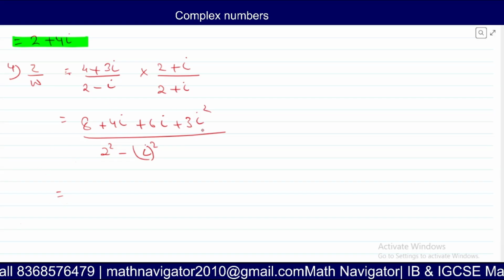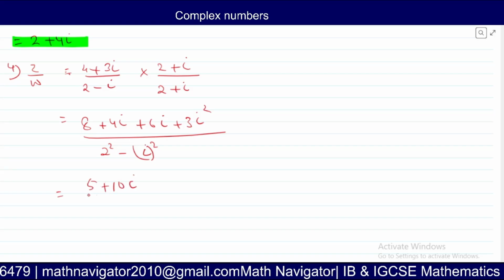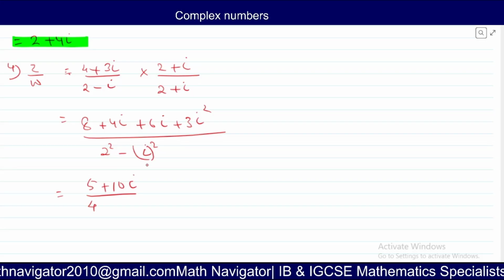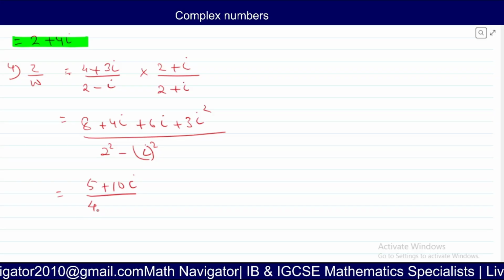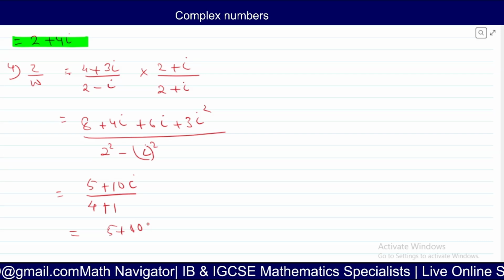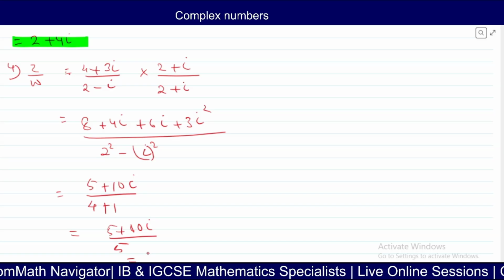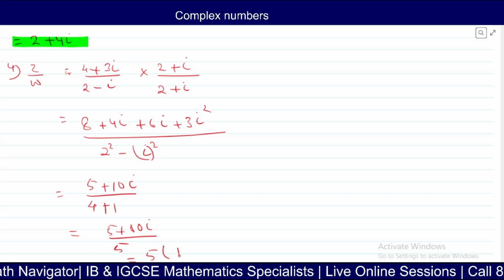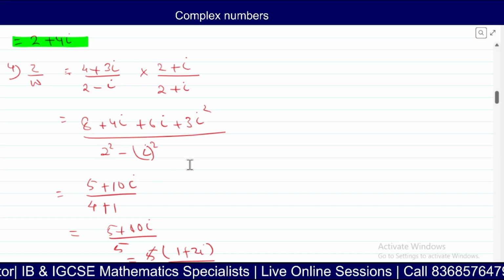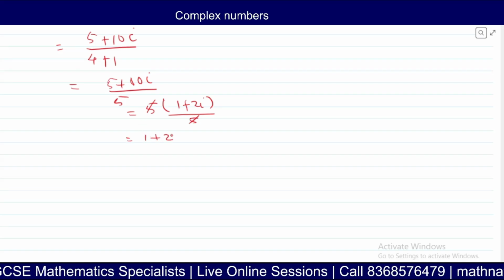Then it becomes 8 minus 3 is 5 plus 10i over 4. And then i squared can be written as minus 1, so minus minus. So this is 5 plus 10i over 5. Then it comes to be 5 times (1 plus 2i) over 5. So 5 cancels 5, which is equal to 1 plus 2i.